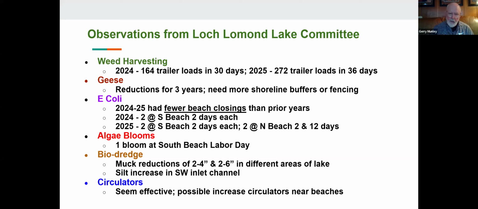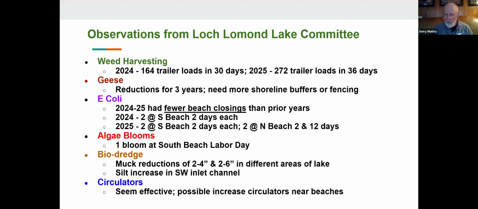And the geese deterrents, we've really been using a number of things like lights and buffer strips and more fencing, but we still need to do more buffers and fencing. But there's been a reduction for the past 3 years. E. coli, fewer beach closings than years prior to 2024. Algal blooms, we only had one this year around Labor Day.